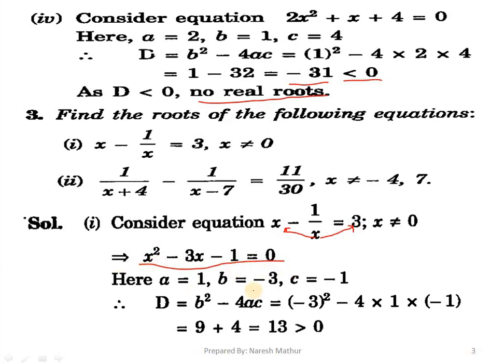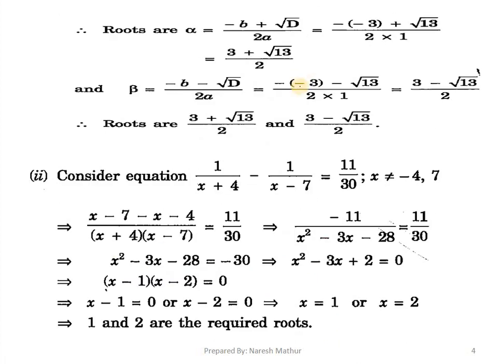Then by simply taking the values of a, b, c and getting the value of D, just put the values in the quadratic formula and we get the roots as 3 plus root 13 by 2 and 3 minus root 13 by 2. Simple.